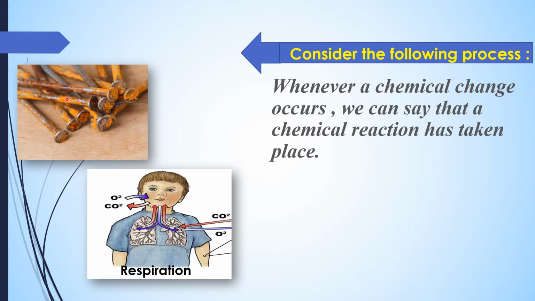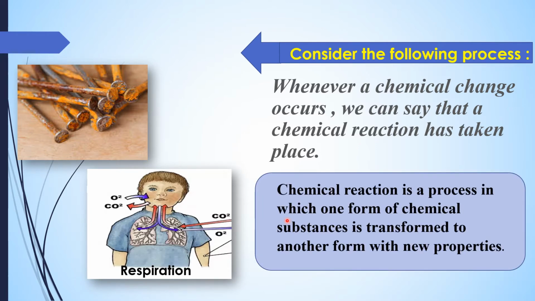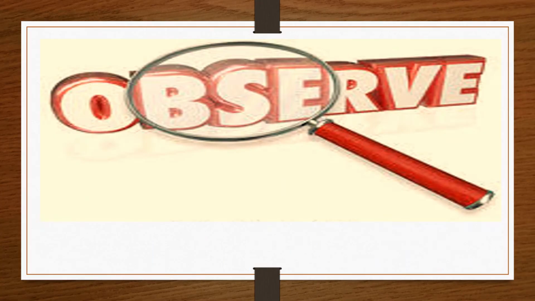Here, iron converted into iron oxide, a totally new substance, and here glucose has broken down into carbon dioxide and water. So in general, a chemical reaction is a process in which one form of chemical substances is transformed to another form with new properties. So next, let us observe a few activities.